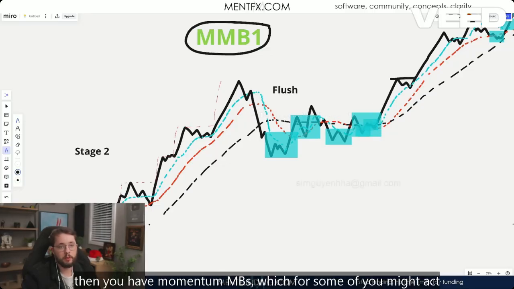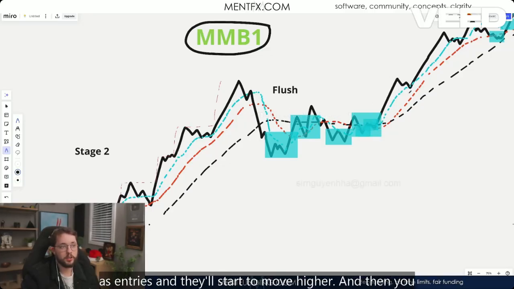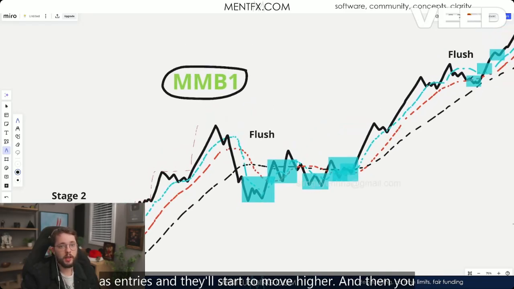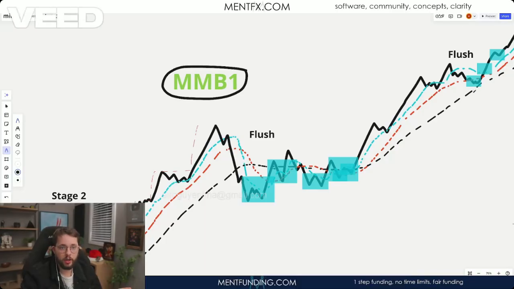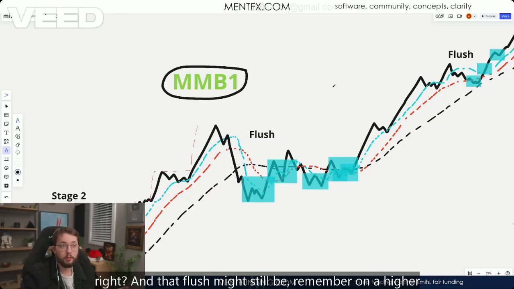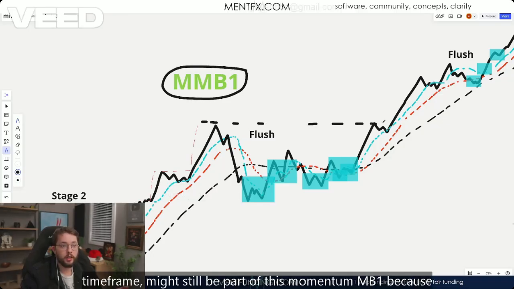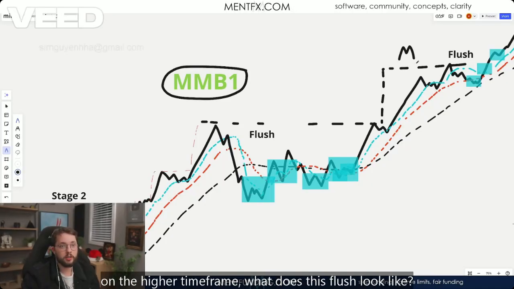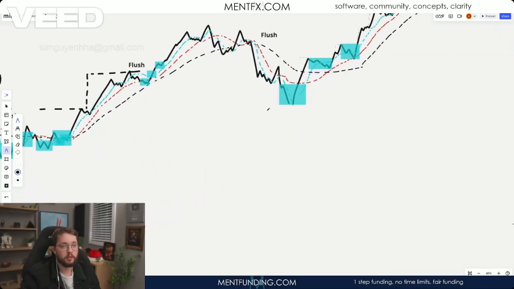And then you have momentum MBs, which for some of you might act as entries, and those start to move higher. And then you might get a flush, another one that comes down to the 10/20 or just to the 10 and 20. This is important because this is still a flush because we are part of the entry cycle now, right? And that flush might still be, remember, on a higher time frame, might still be part of this momentum MB1 because on the higher time frame, what does this flush look like?